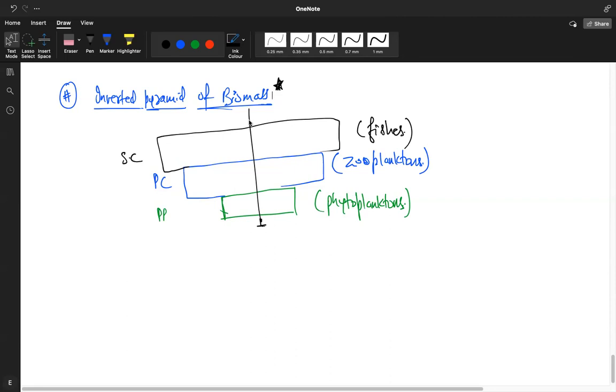So pay extra attention to this kind of exceptions because these are the ones where they can ask tricky questions. Okay, because they don't follow the rule quite. But what do you think now? If the biomass pyramid is inverted in this case, how will the energy flow pyramid look like? Will it also be inverted or will it be upright? Looking at the biomass pyramid, what can you predict for an energy flow pyramid?